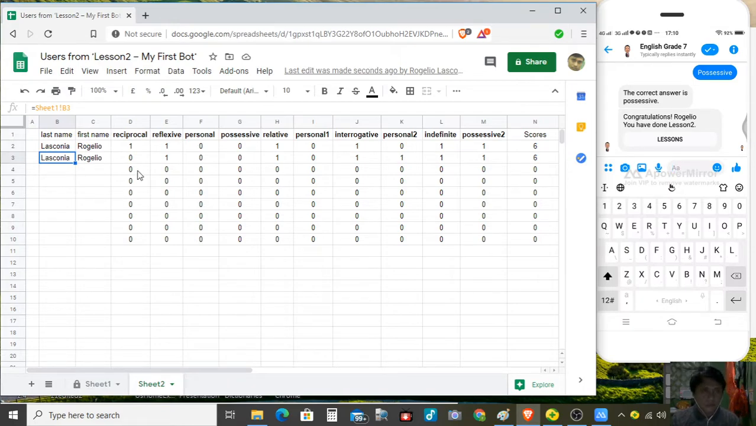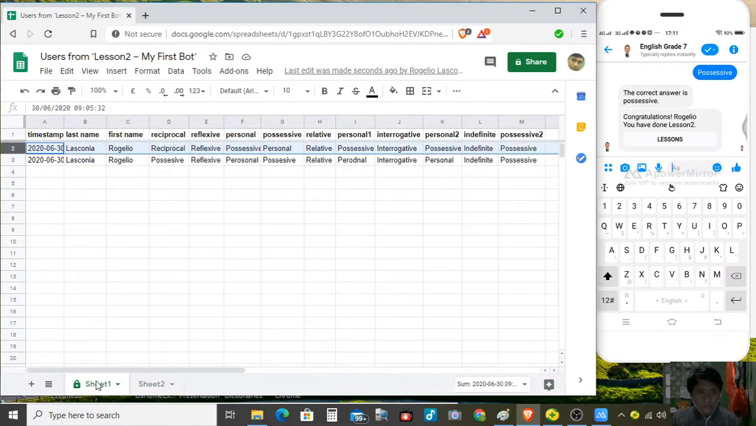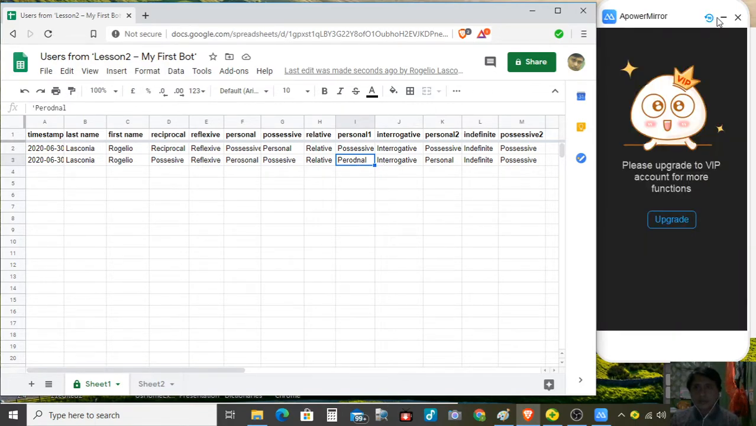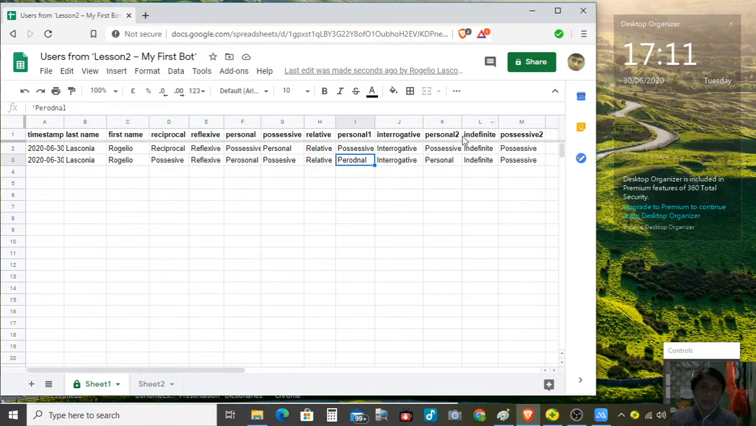Okay, so here you can see the score is 6. Let us check on the other side. So we have here possessive, this one, and the answer is personal, "perodnal". So, wrong. And then we have here interrogative, personal, and indefinite, then possessive.